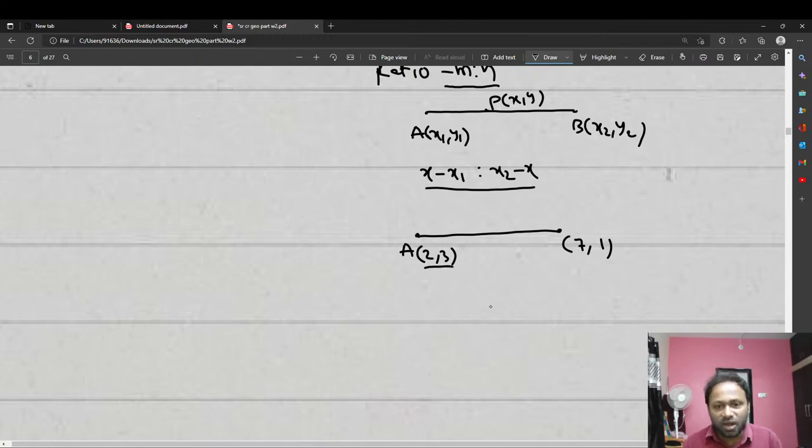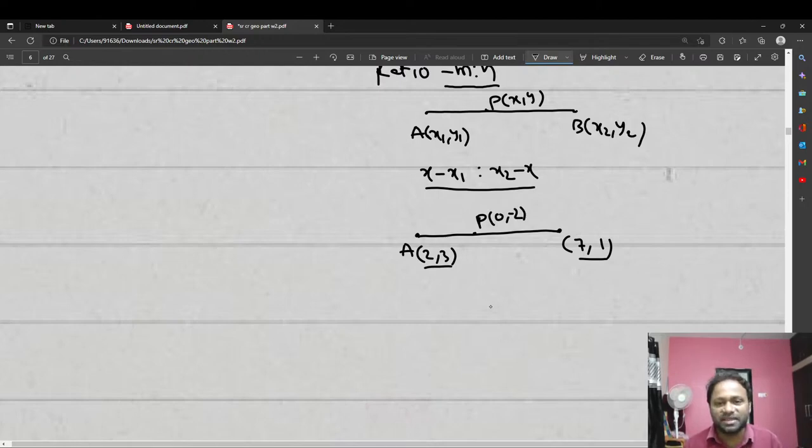Ordered pair 2 comma 3, ordered pair 7 comma 1. Find the point which divides AB. In which ratio? If the point P is dividing AB, then what will be the ratio? Suppose I take the point 0 comma minus 2. Let us take it. What is that ratio?